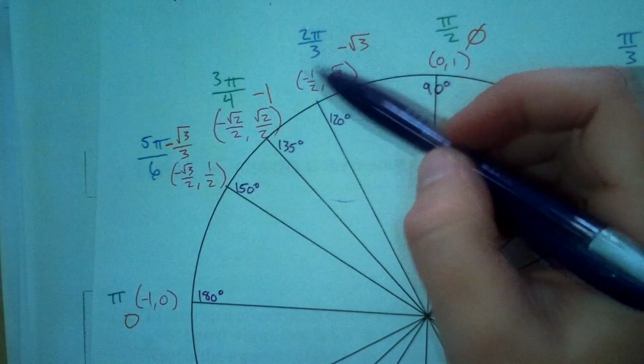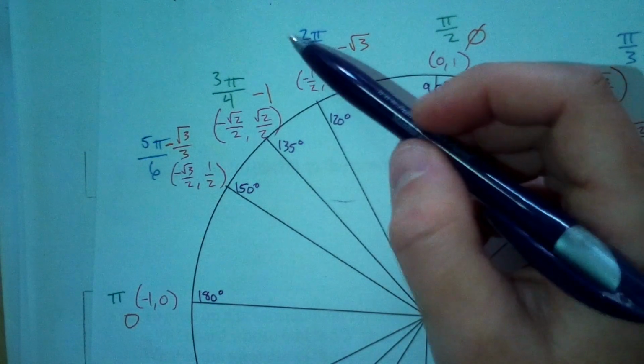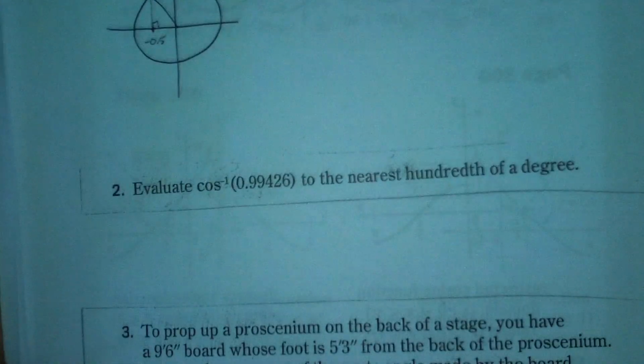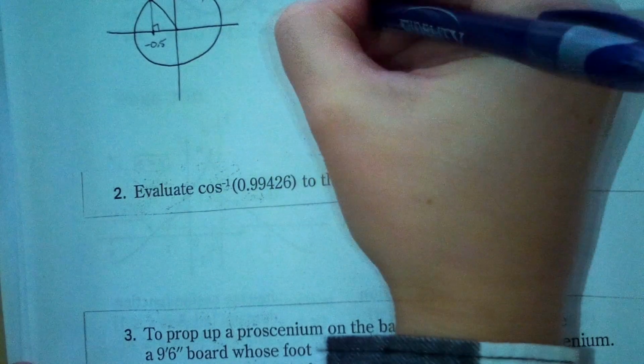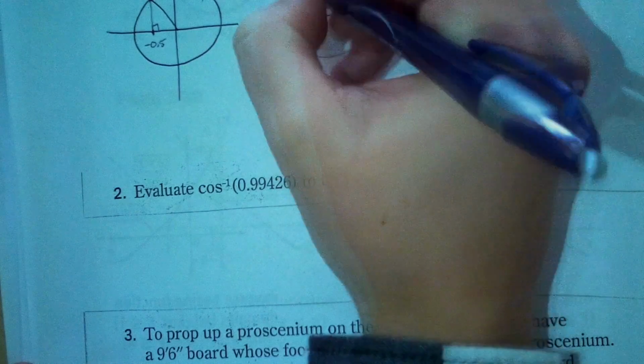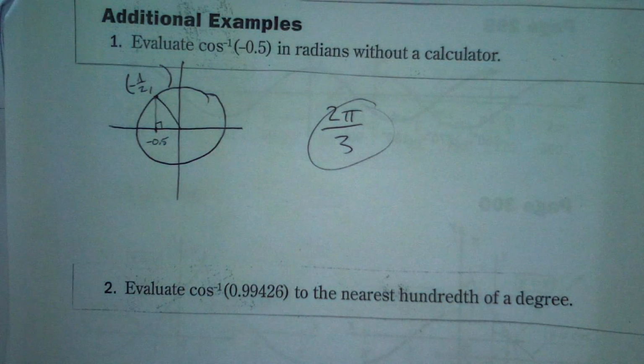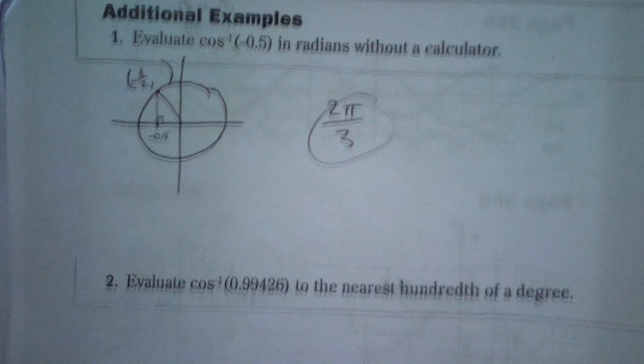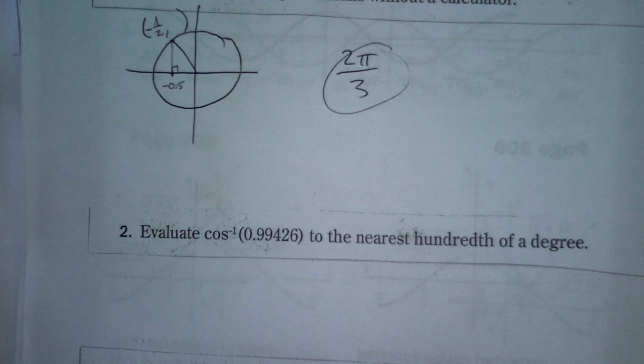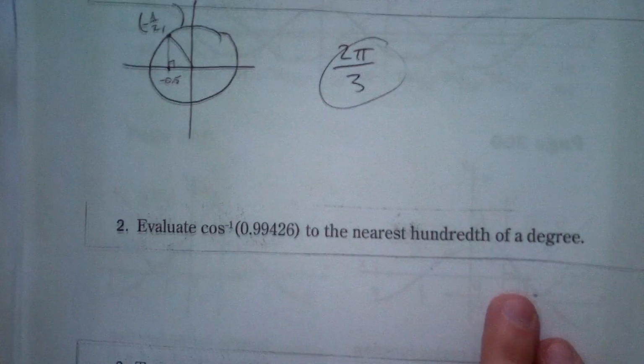Okay, so the next one here wants us to evaluate inverse cosine of that decimal number there to the nearest hundredth of a degree. When it's like nearest hundredth, that's probably going to be something calculator-wise, so I would just straight up type that in my calculator. One thing we want to make sure of, since we're doing this in degrees, is that our mode is in degrees, so just double check that. And then I would just type this in just like it says here.